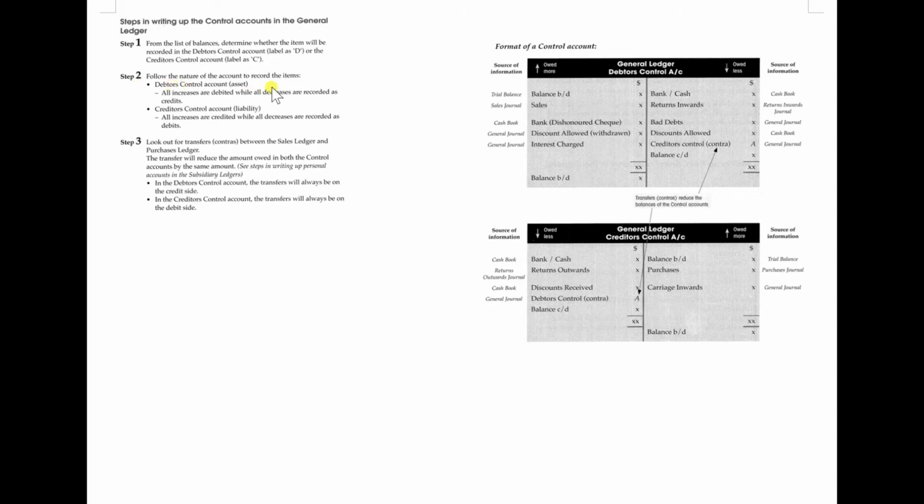Follow the nature of the account to record the items. So for the debtors account, they are assets, so they have a debit nature. So debit is increase, credit is decrease. So creditors have a credit nature. So credit is the increase, and decrease for the opposite.